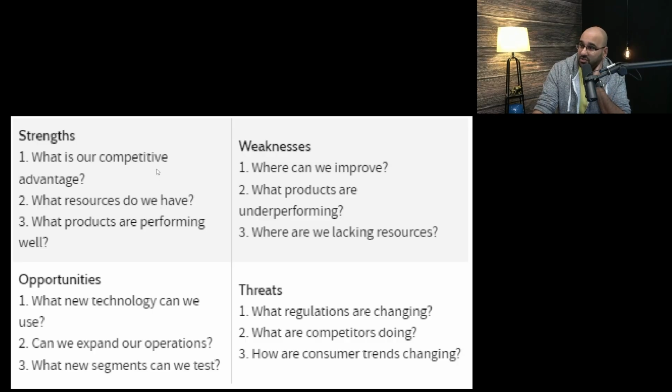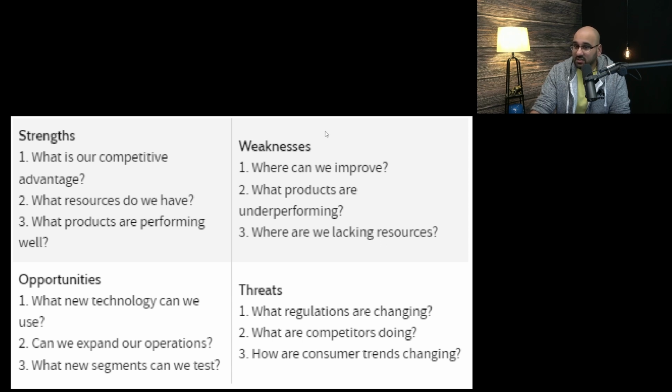And so when it comes to the strengths, weaknesses, opportunities, and threats, the first thing I would say is, with strengths, what is the competitive analysis of the company? What resources do they have access to? This could be a competitive advantage in itself, that they have access to a pretty unique or non-duplicable resource. What products are doing well? And then this goes into the weakness side. Where can they improve? What products are underperforming? And where are they lacking resources?